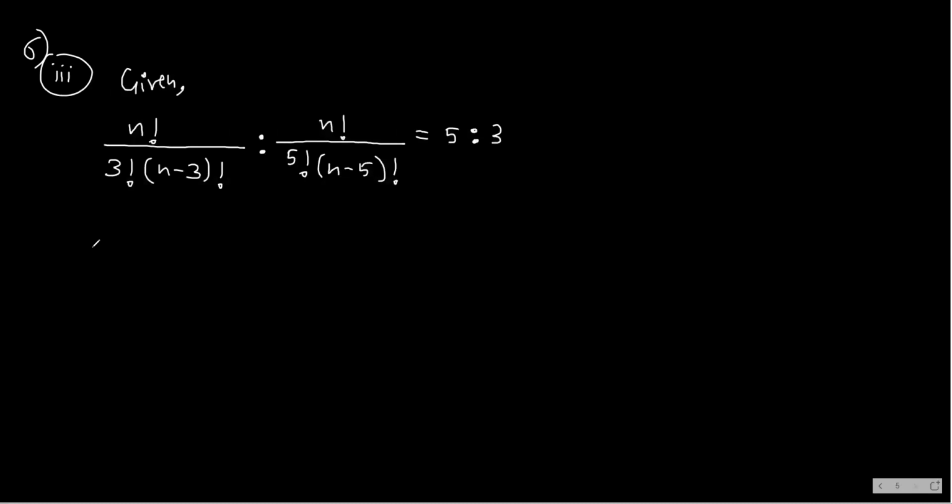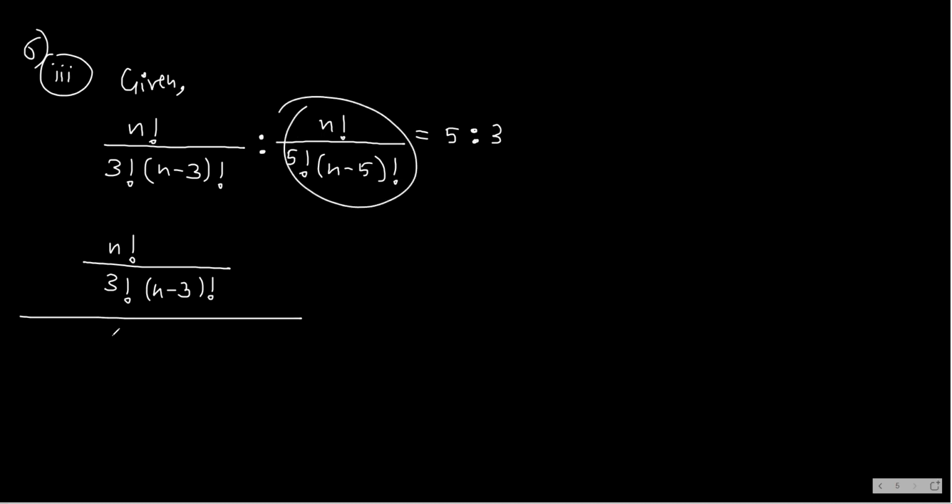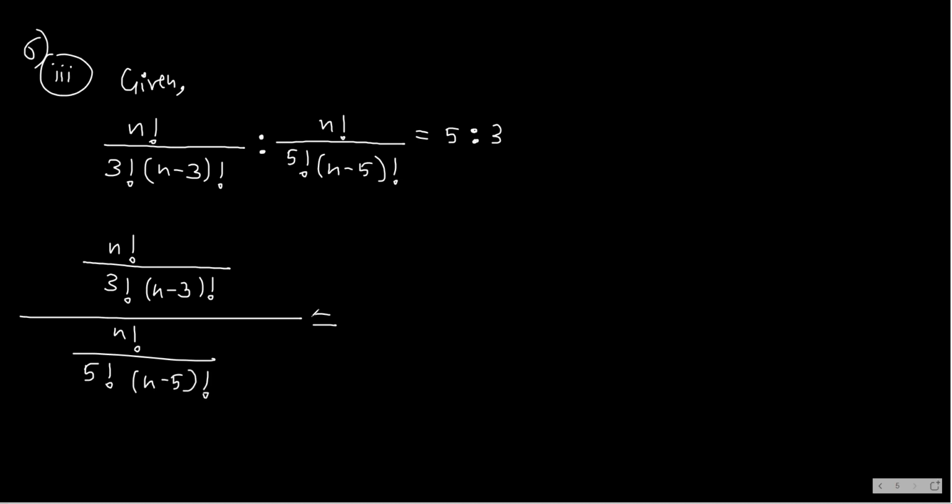So I write the next step as n factorial upon 3 factorial into n minus 3 factorial, the whole divided by n factorial upon 5 factorial into n minus 5 factorial, equals to... You will write equal to opposite to this, because this is the main division line. Don't write equal to here, please. Equal to RHS, what you have, 5 upon 3.